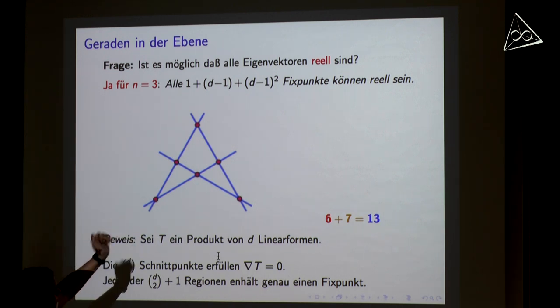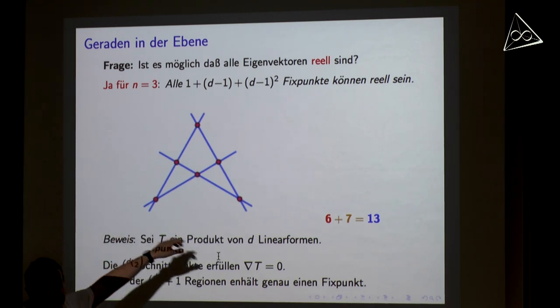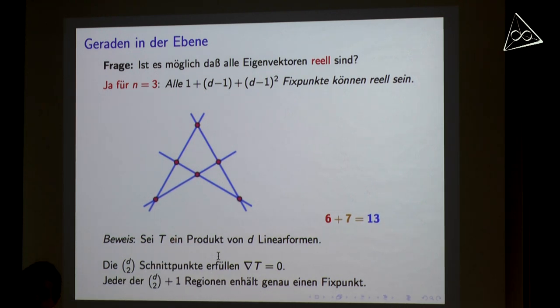Well, certainly there are d choose two red intersection points. I have d lines, and any two lines meet in a red point. That is a singular point of the curve, so that is an eigenvector with eigenvalue zero. So there are d choose two eigenvectors with eigenvalue zero.